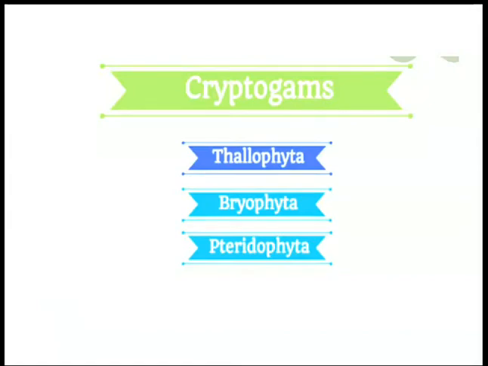Now we have to learn 3 terms. These 3 terms you have to remember by the word phyta. Phyta in biology means phyton or plant. Cryptogams we have already learned, they are non-flowering plants. Non-flowering plants can be broadly classified into 3 phyta: thallophyta, bryophyta and pteridophyta.